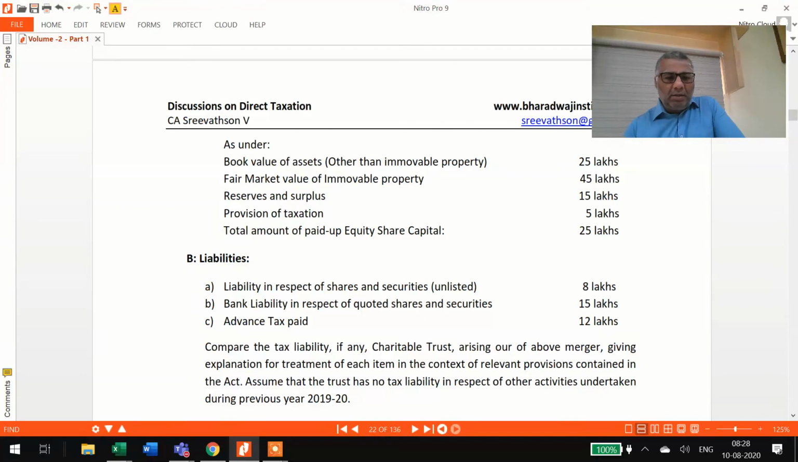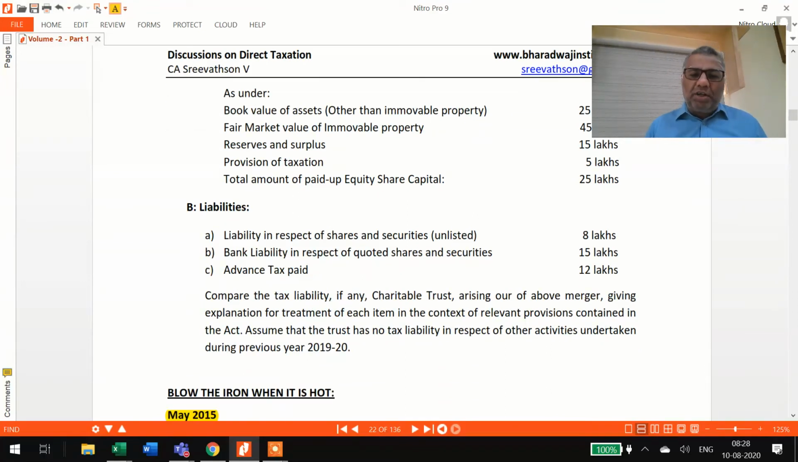Compute the tax liability, if any, arising out of the above merger, giving explanation of each item of treatment in the context of the relevant provision contained in the Act. Assume that the trust has no tax liability in respect of other activities undertaken during the previous year. Read through.